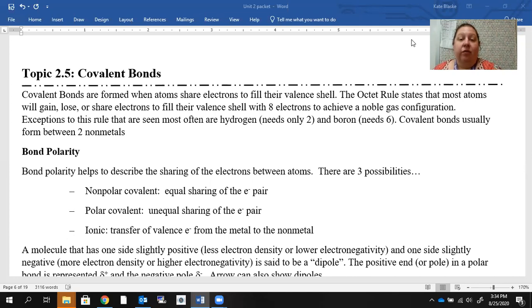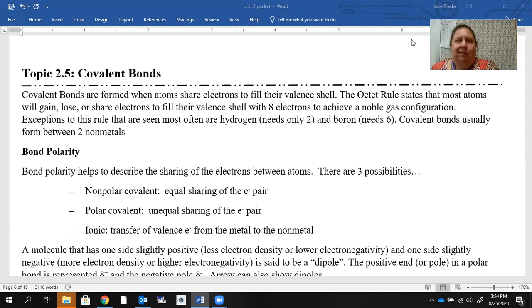Today we're going to talk about covalent bonds. So we've talked about ionic bonds, and now we're going to talk about covalent bonds. Covalent bonds are formed very differently because they are sharing their electrons. Ionic bonds are all about giving and taking, with ions giving away electrons and other ions accepting those electrons to form charged particles.